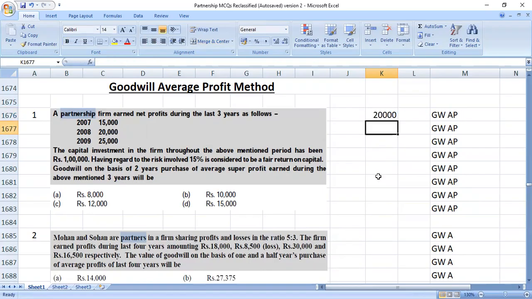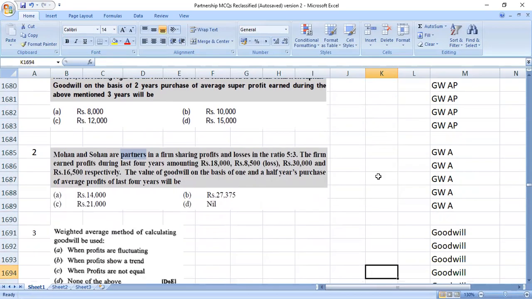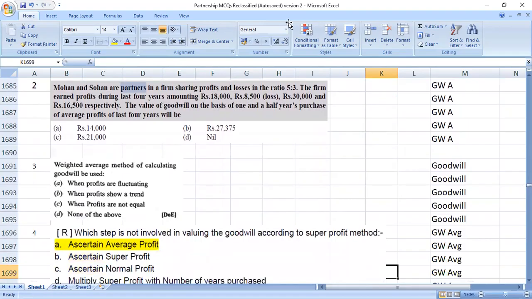That will be 20,000. Normal profit is capital employed 1 lakh into 15%, which is 15,000. So super profit is 20,000 minus 15,000, 5,000, and 2 years purchase of super profit is 5,000 into 2, 10,000. So option B, 10,000 is the answer. All right, moving on to the next question.